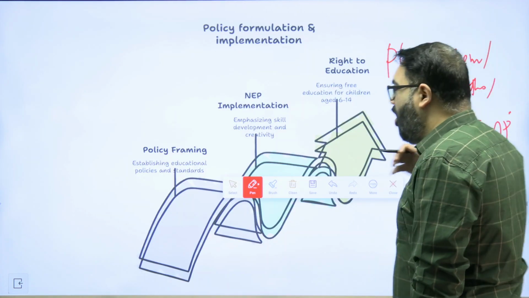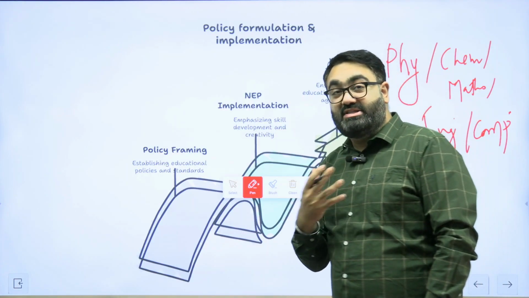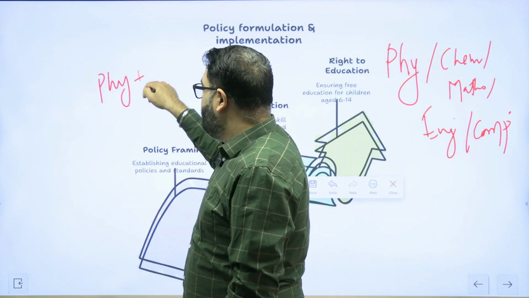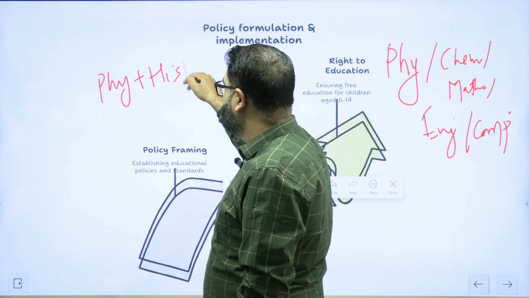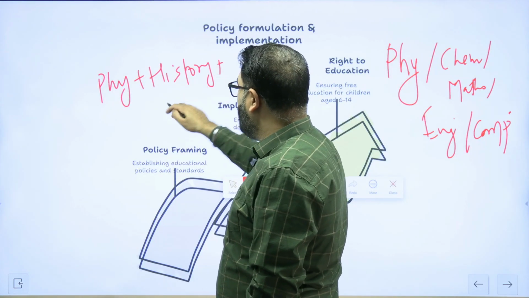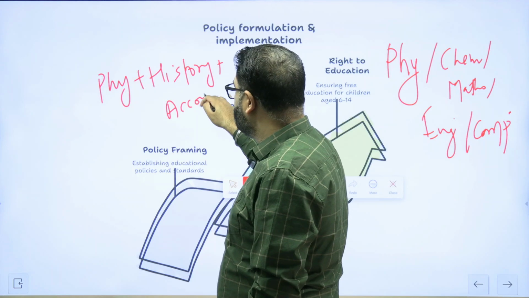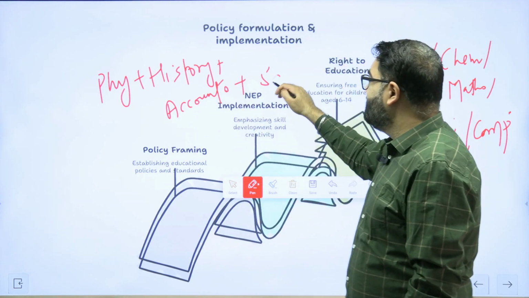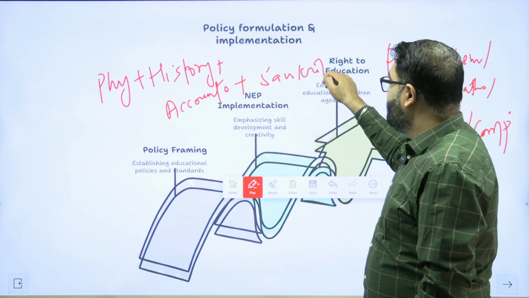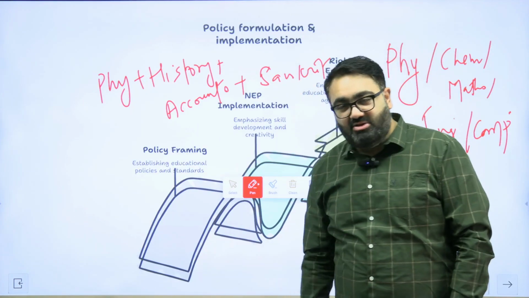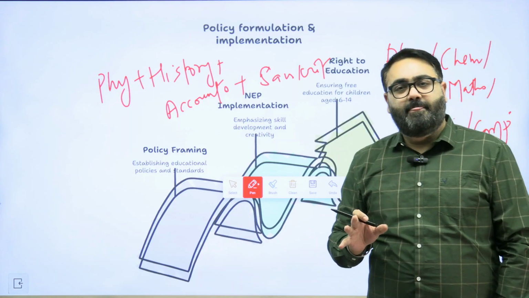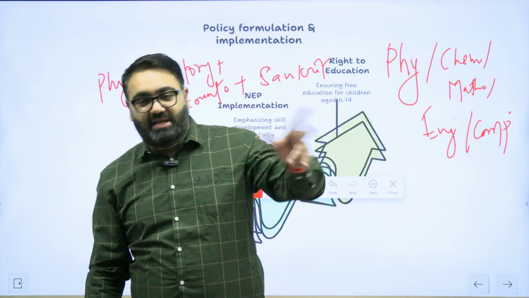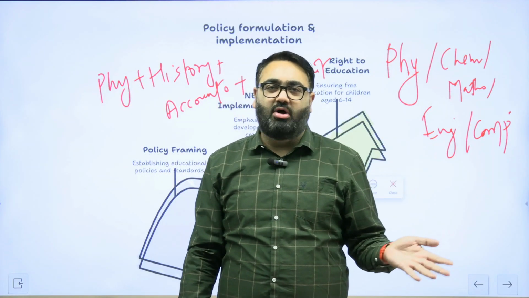There was no option available wherein I could say that no, I want to study physics plus history plus accounts plus something else, let's say Sanskrit. There was no such option available because there was a set pattern that this is the combination that you can opt for. PCM, PCB, commerce, this is what we used to call it, right?